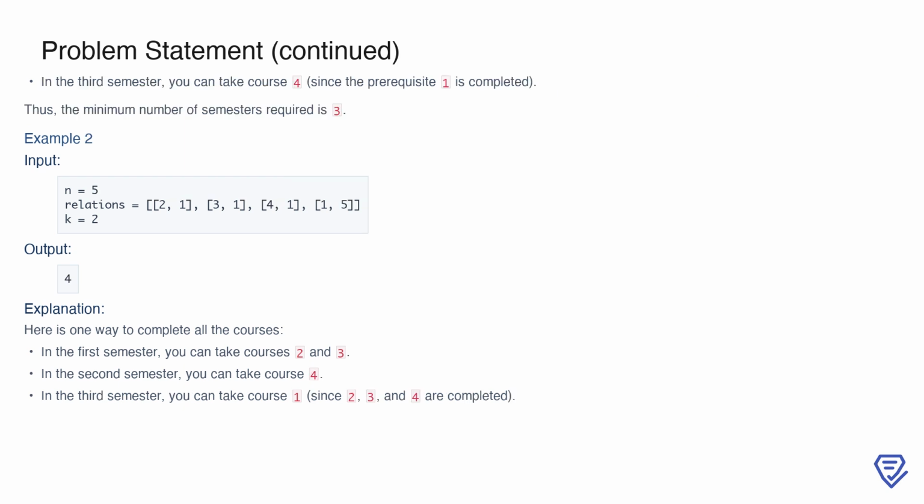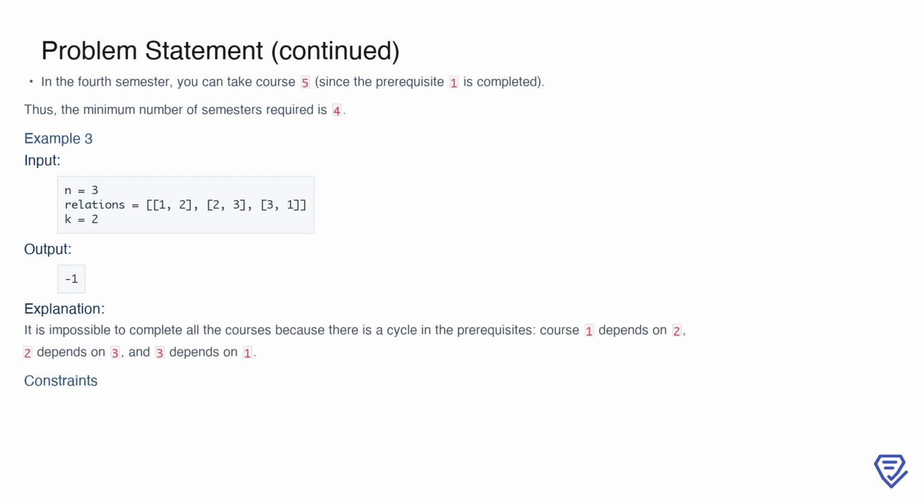Let's now look at another example. Suppose n is 5, relations is [2,1], [3,1], [4,1], [1,5], and k is 2. In this case, you can take courses 2 and 3 in the first semester. Then, in the second semester, you take course 4, as it is independent of other courses being completed. In the third semester, you can take course 1, but only after its prerequisites, courses 2, 3, and 4, are completed. Finally, in the fourth semester, you take course 5, which depends on course 1. Therefore, the minimum number of semesters required to complete all courses is 4.